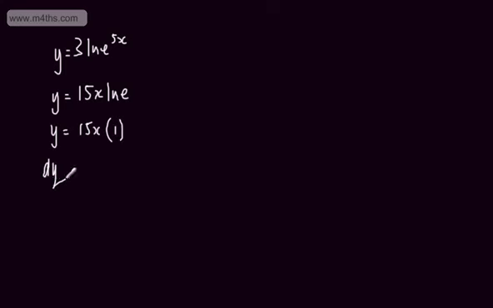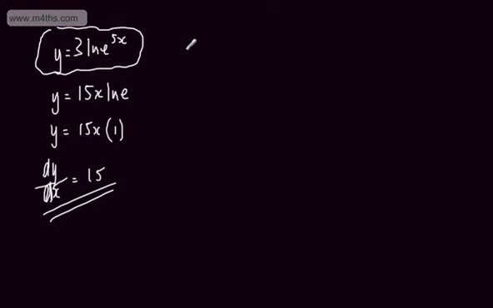So if we want dy by dx, all we're doing is differentiating this linear function, and that will give us 15. So just don't be put off by certain examples. That now is a typical one that you might get thrown.